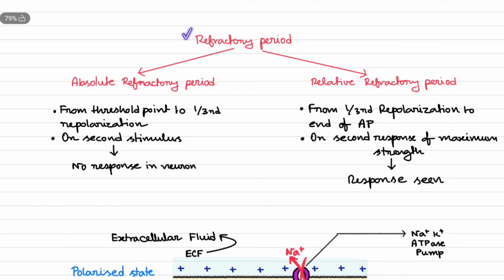Now we will see what the refractory period is. There are two types of refractory period. One is absolute refractory period and the other one is relative refractory period. The absolute refractory period is from the threshold point to 1/3 of the repolarization state. In this period, if any other stimulus is given, no response is seen in the neuron. The relative refractory period is from 1/3 of repolarization to the end of the action potential. In this period, if the second stimulus is given at maximum strength, then response is seen.